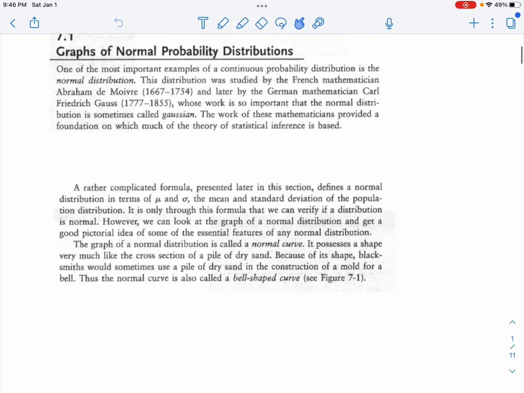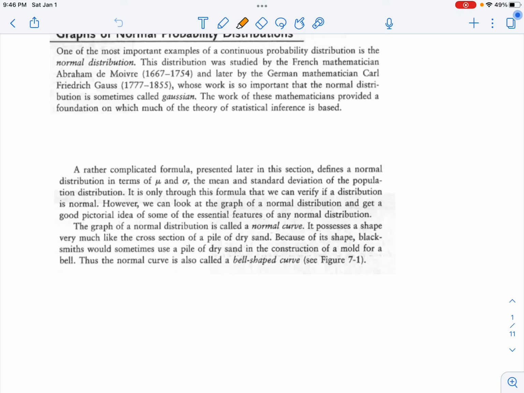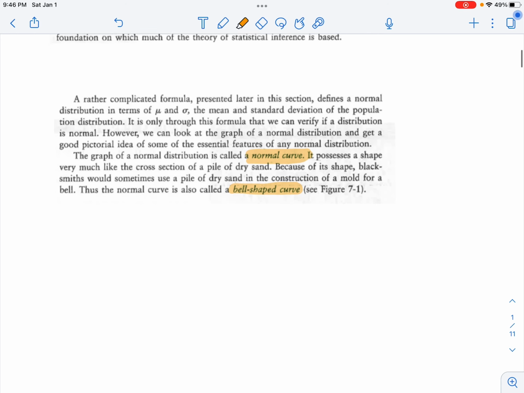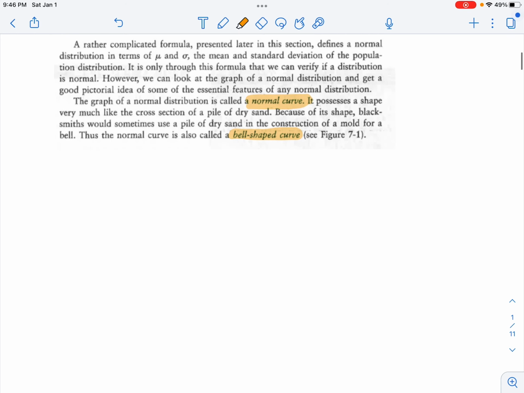The normal distribution. Very important, very famous concept in statistics. You'll see normal curve, or sometimes you'll see what's called the bell-shaped curve. And those of you who've taken psychology course with Mr. Klein, you're probably familiar with these terms. So the normal curve, or the normal distribution, or the bell-shaped curve, these are all synonyms for one another.